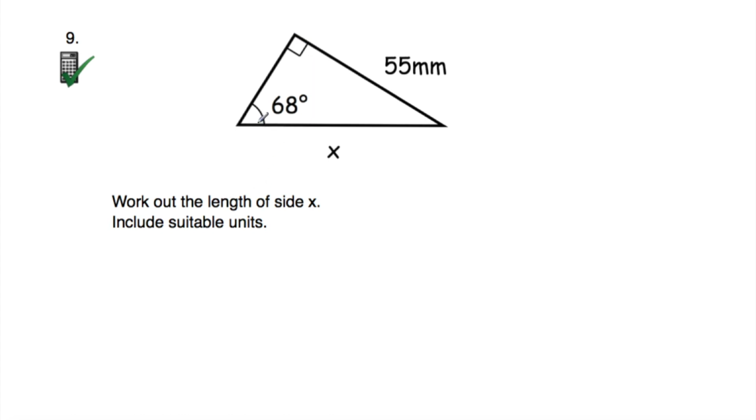And we've been asked to work out the length of side x. So we want to find the length of this side, and we've been asked to include suitable units. Now if you notice here, we're using millimeters, so that's important that we make sure that we use millimeters in our answer. So we have got our angle, and we've got a right angle, and let's jot down our triangle.